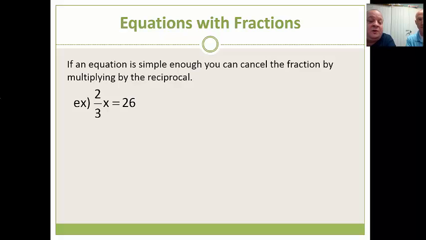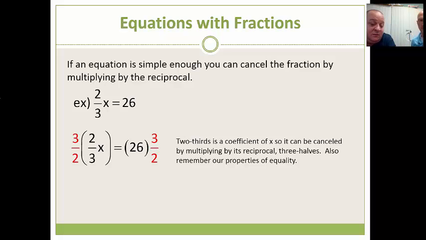So what are we going to do in equations with fractions? Remember, if an equation is simple enough, you can cancel the fraction by multiplying by the reciprocal. So in this case, the example is 2/3 x equals 26. Well, to get rid of that fraction, let's just multiply by the reciprocal and multiply everything by 3/2.